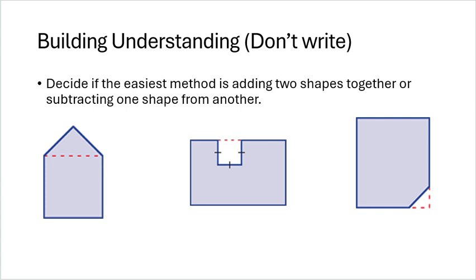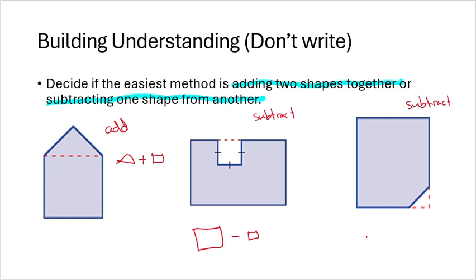Over here, decide if the easiest method is adding two shapes together or subtracting one shape from another. So keyword, adding two shapes together or subtracting one from another. In my case, for the first one, it's actually easier to add because I can do triangle plus square. In my second one, it's actually easier to subtract because rectangle minus square. And in my final one, it's actually easier to subtract as well because rectangle minus triangle, like so.